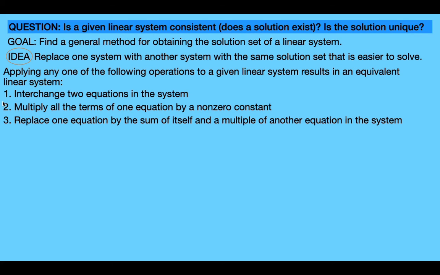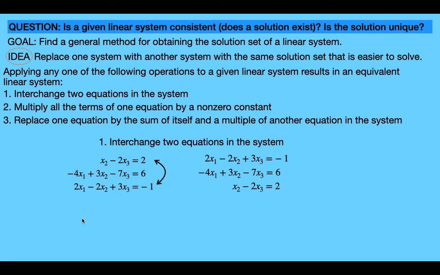The first operation we can apply to a given linear system is we can interchange two equations in the system. For example, if this is the system we started off with, we can interchange the first and the third equations, so we'll just switch them. And we get this new system where now this equation is the first equation, and the first equation of the previous system is now the third equation of our new system. And doing this doesn't change the solution set. Everything that's a solution here is a solution in this system, and everything that is a solution of this system must be a solution of this system.